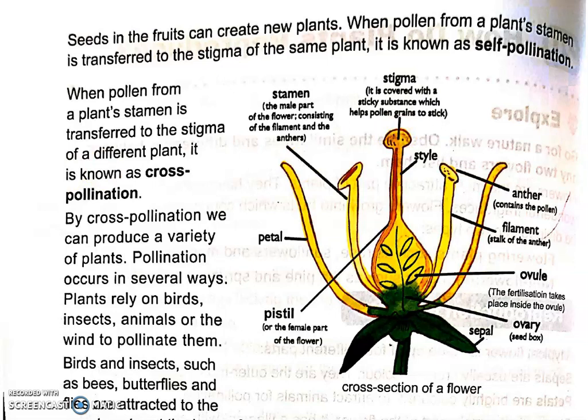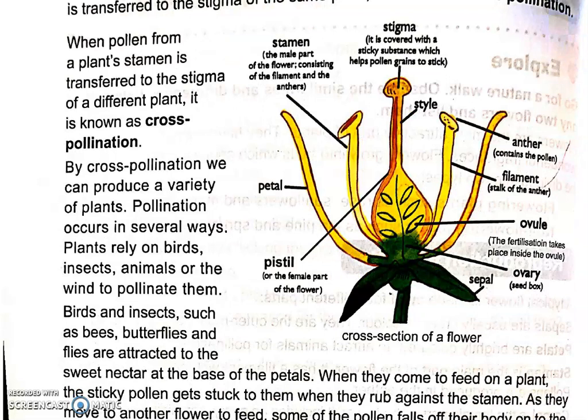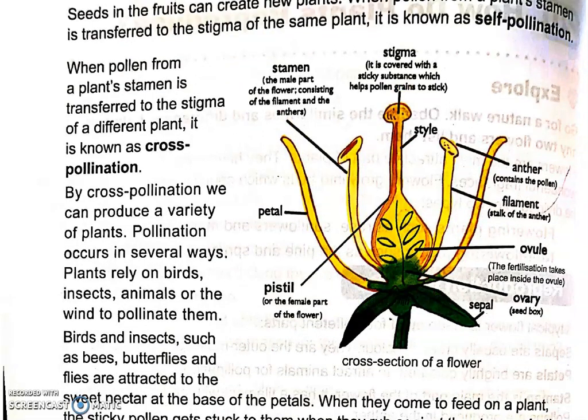Now by doing cross-pollination, we can produce a variety of plants. Now you must have seen that you get different color roses. Some roses are red, some roses are yellow, some roses are pink, and some roses are multicolor. This happens because of cross-pollination.